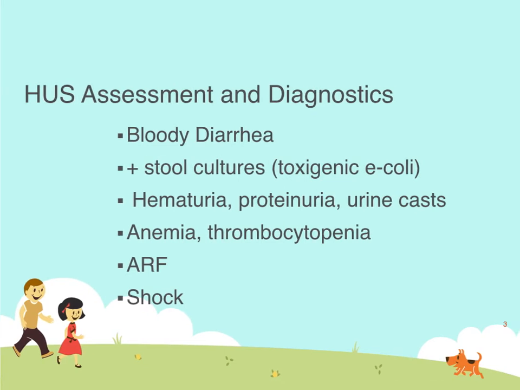So once again, when we do an assessment of HUS, there's bloody diarrhea. We will send off stool cultures, and the results will come back as the toxigenic E. coli. When you look at the urine and when you dip it, you will find hematuria, proteinuria, and when you look at a urinalysis, you will see the presence of casts. When casts are present in a urinalysis, that is indicative of glomerular damage. Some of the kids who come in with HUS can actually develop shock.